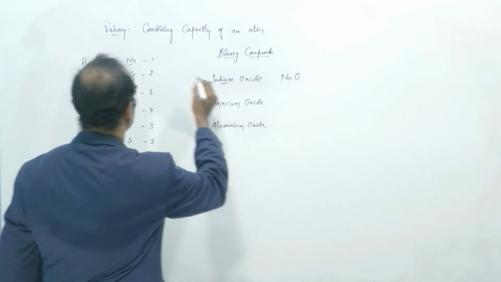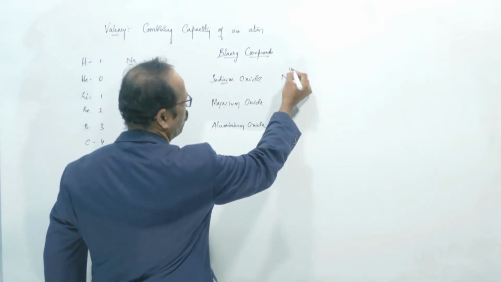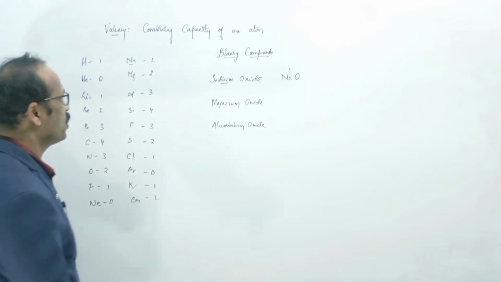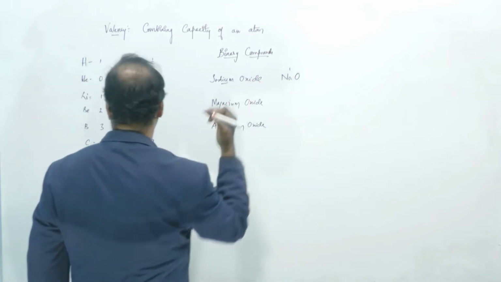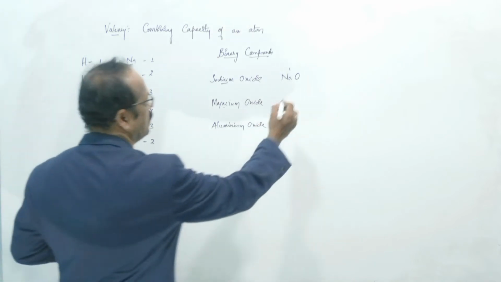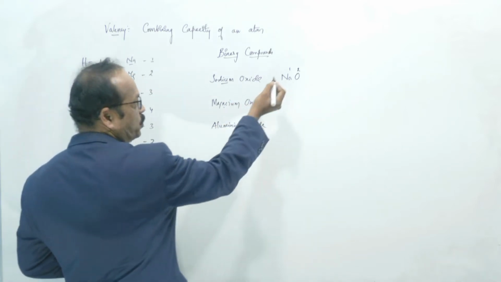Sodium valency. So sodium valency is what? 1. So here I'll write the 1. This is sodium valency 1. Right? Now then go to the oxygen. Oxygen valency is 2. So write 2. Okay. Now what you do?